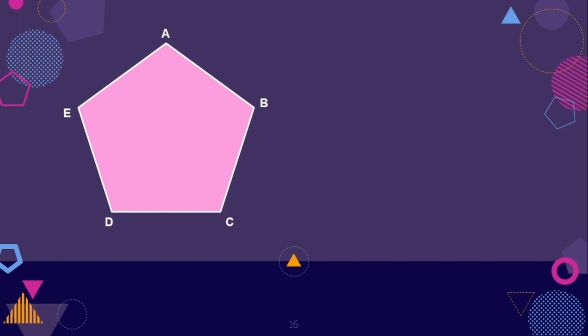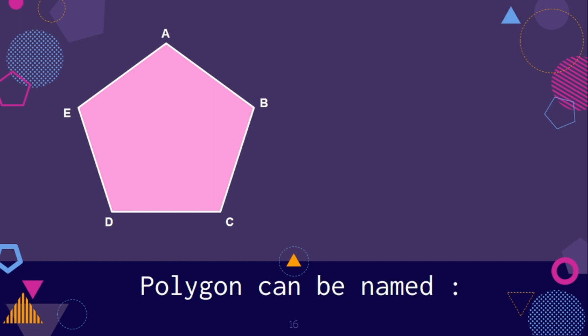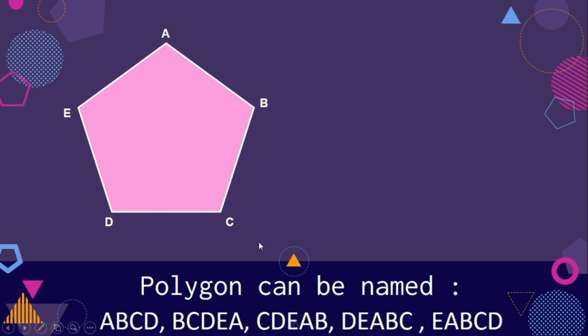Now, in this pentagon, you will notice that there are letters: A, B, C, D, E. So, we can name this polygon in different ways. We can name it clockwise or counterclockwise. Some of the names can be A, B, C, D, E. Or we can start at B: B, C, D, E, A. Or C, D, E, A, B. Or D, E, A, B, C. Or E, A, B, C, D.